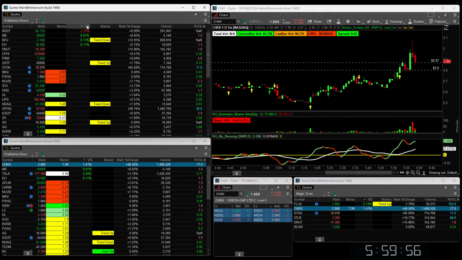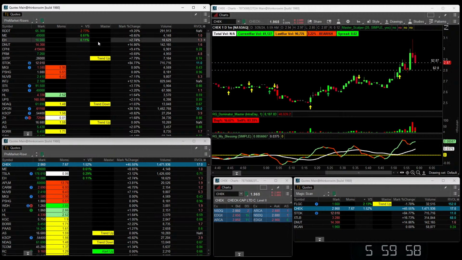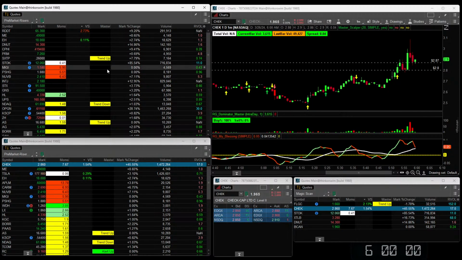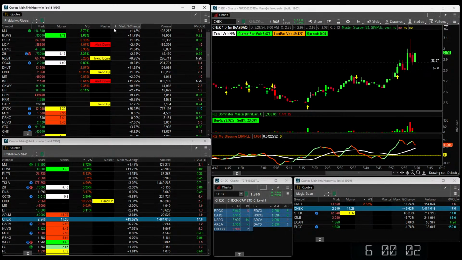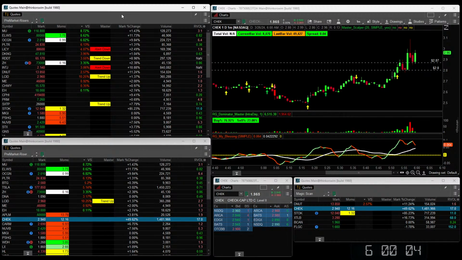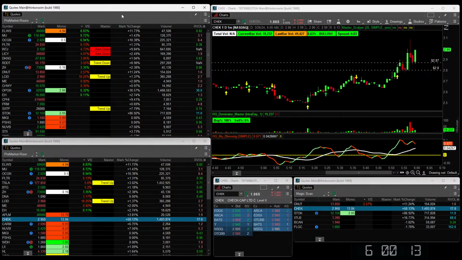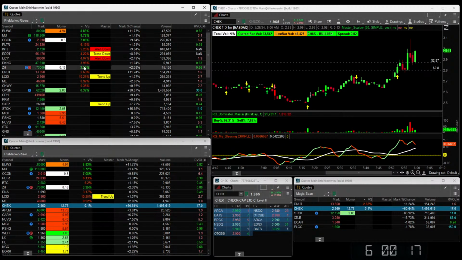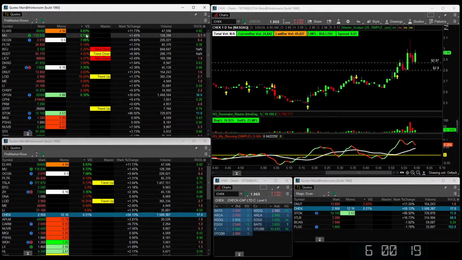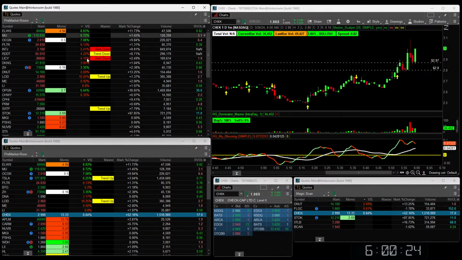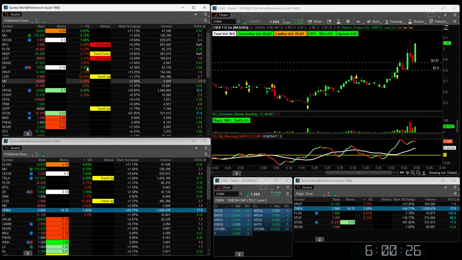Since it's pre-market, I like to sort by volume spike. I haven't tested this in pre-market, so I haven't sorted it yet. And here we go. Let's see what happens. We're watching for these green numbers to start rising. This is our scanner. We don't pay for a scanner service.